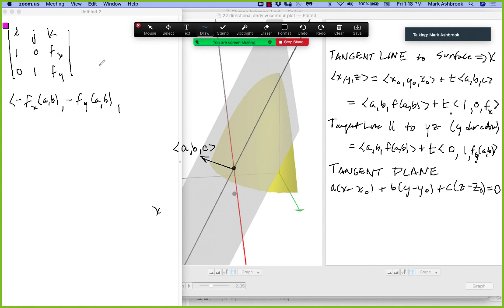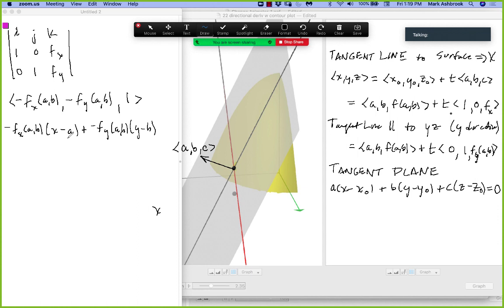The k component down to the right is 1, down to the left is 0. So there's our cross product. And so this vector is orthogonal to the plane, and we can use it to write its equation. So here we go. Negative fx(a,b) times (x minus a) plus negative fy(a,b) times (y minus b).